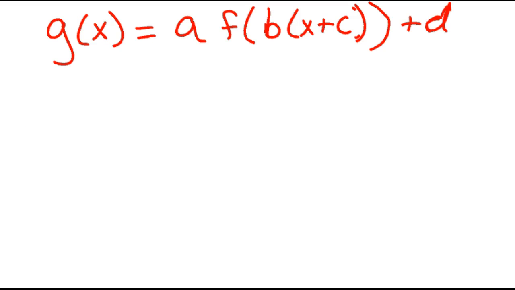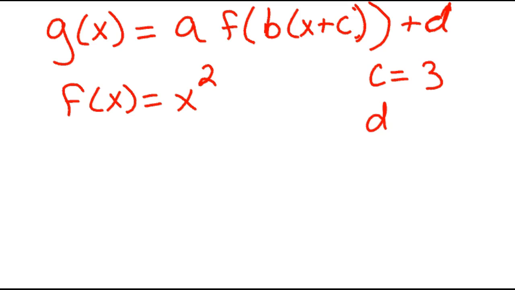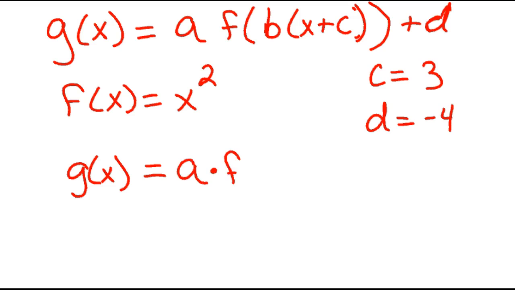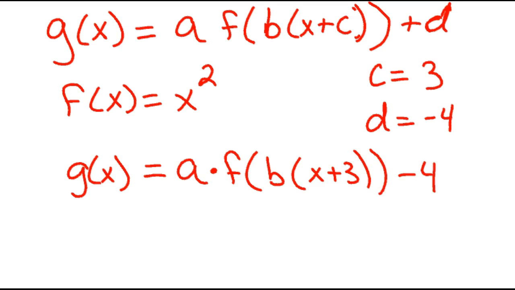So looking at our form, first off, we know f of x was x squared. And we know that if we plug this in with everything we know, where we know c is 3, we know d is -4, plugged directly into this formula, then when we do the composition of functions, g of x looks something like this. A, which we don't know yet, times f of b times x plus 3 minus 4. Well, we know what f is, so now let's plug that in.